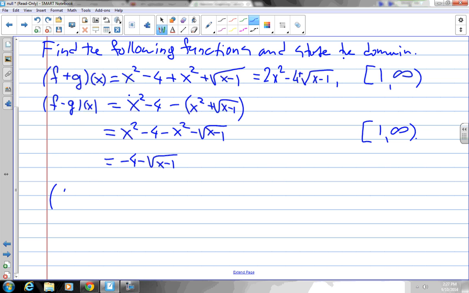The product, same idea. So that's x squared minus 4 times x squared plus the square root of x minus 1. I don't feel like opening that up, but that's the idea, right? If you had to, you can FOIL. Domain doesn't change, still from 1 to infinity. I don't need to even look at that function to know the domain anymore.